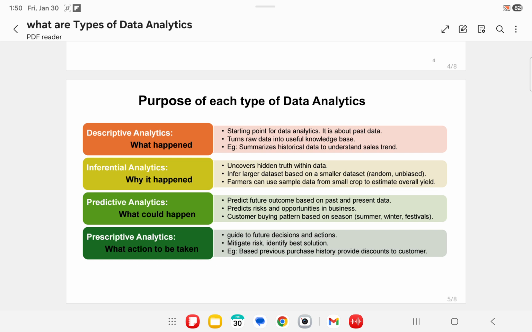Now moving on to the third type of analytics, that is predictive. Predictive is about what could happen. It predicts future outcomes based on past and present data. Predictive analysis begins with defining the objective. Predictive models are helpful in predicting the risk and opportunities in business. They can help analyze past customer behavior to anticipate customers' future buying patterns.